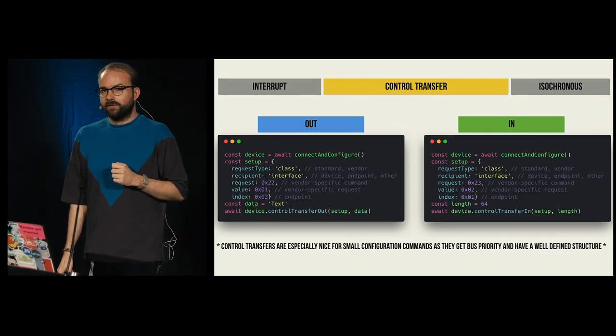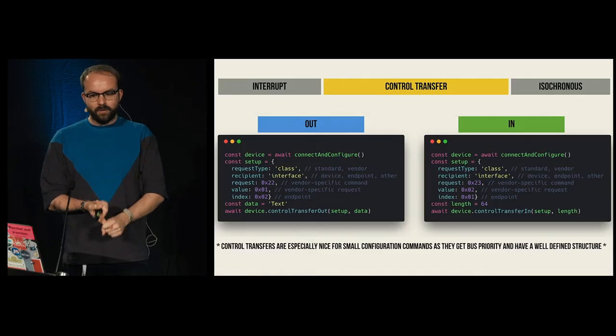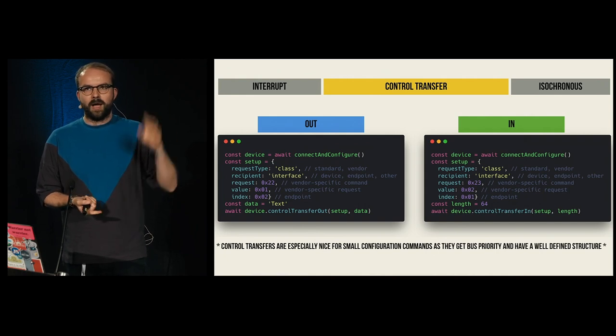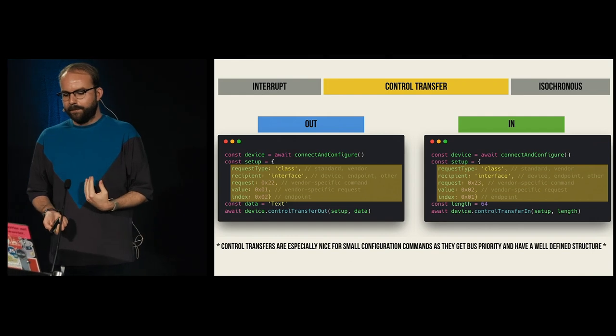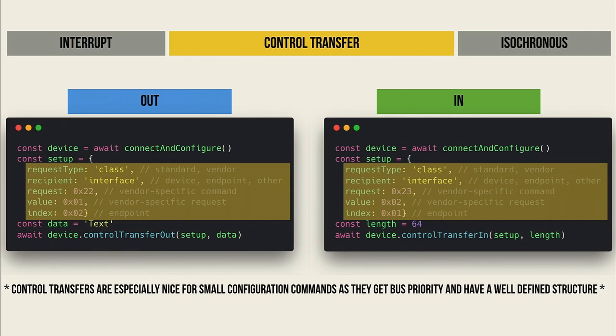And then we have control transfers, and those are especially nice for small configuration commands because they have bus priority and they have a well-defined structure. So think about steering signals, like when you have a robot arm, you would probably use a control transfer to move that arm up, down, left, and send those commands over the wire. They do require a bit of configuration, though, but don't worry about that yet. We'll tackle those later when we have a real-world example at hand.